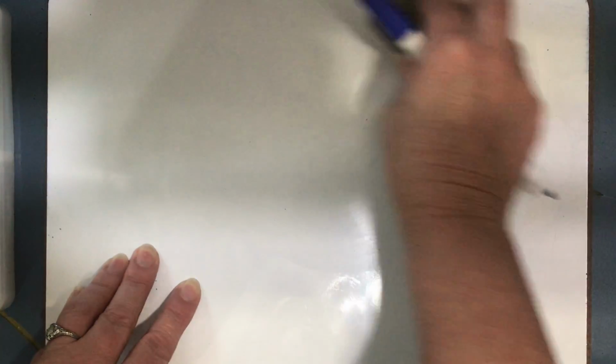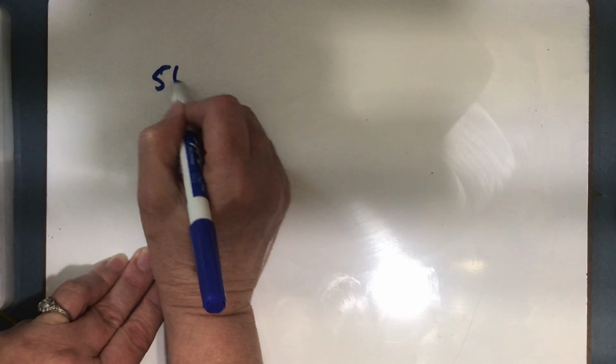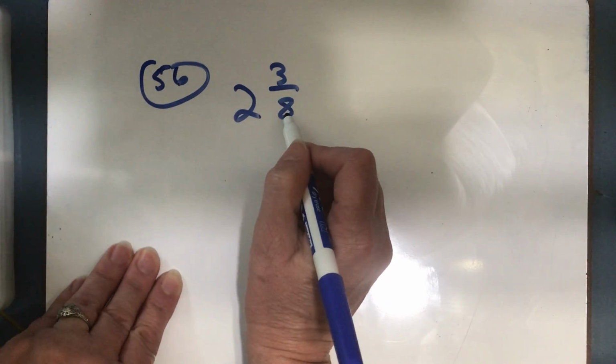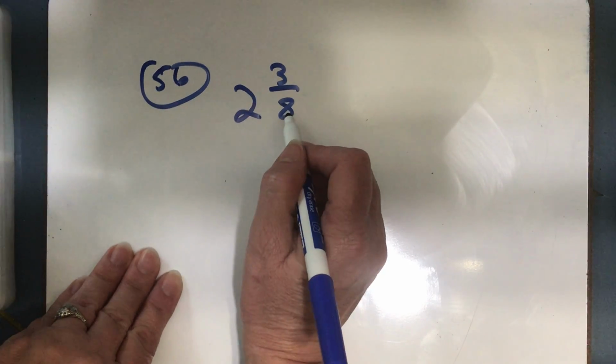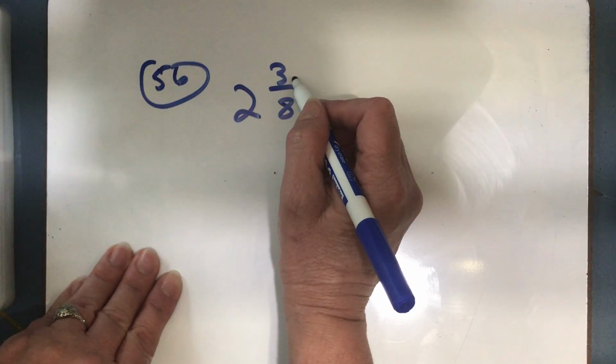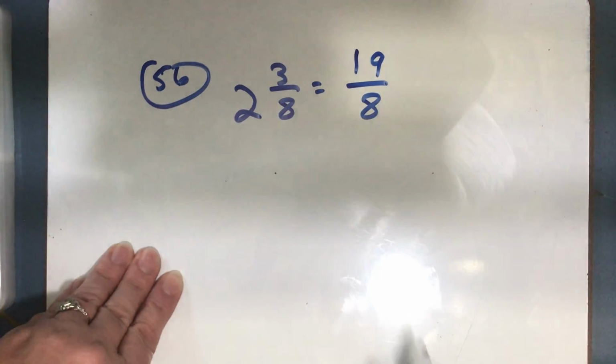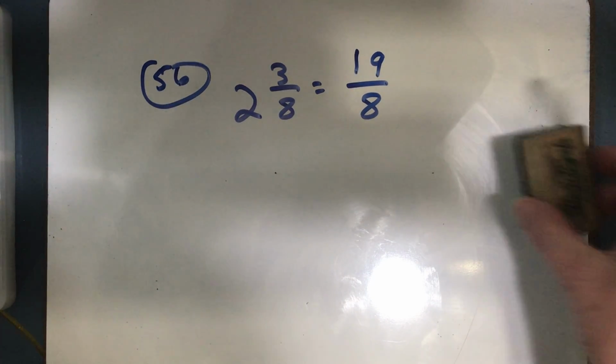The second part asks you to rename your mixed number as an improper fraction. So remember to do that. You take your whole number and you multiply it times your denominator. 2 times 8 is 16. Add your numerator. 16 plus 3 is 19. So this equals 19/8. That's all you have to do on that part.